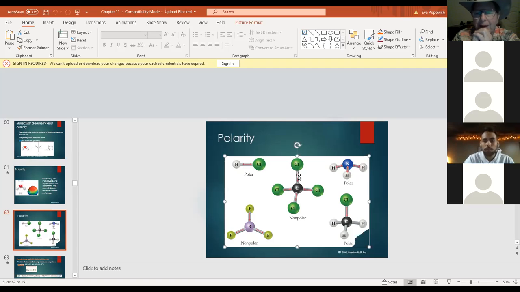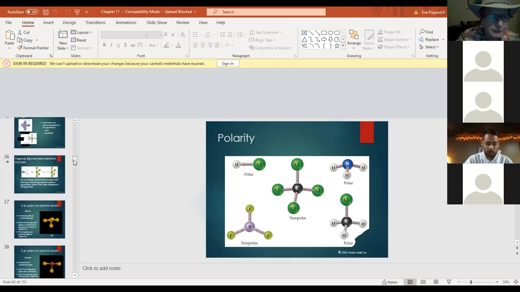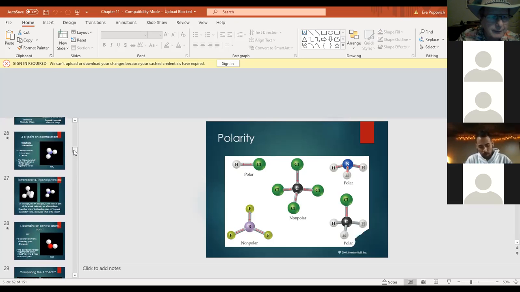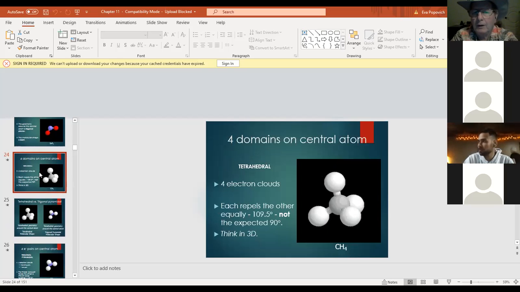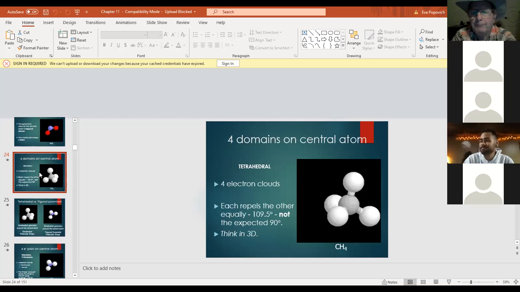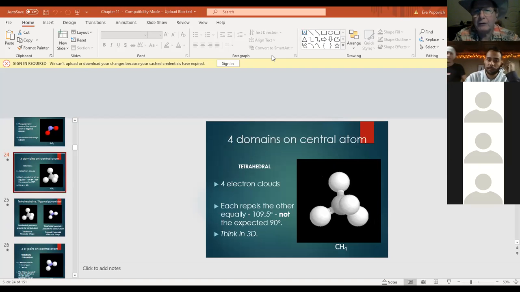No. Got to remember, this is a tetrahedron. Remember what a tetrahedron looked like. Look at that molecule, Dylan. Yeah, it is symmetrical. Because it's symmetrical, it is not a polar bond.